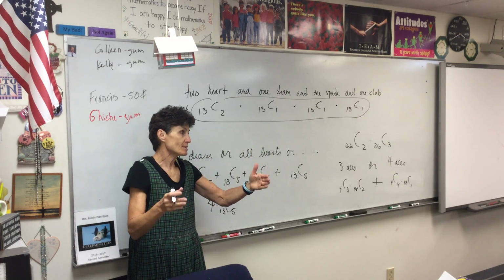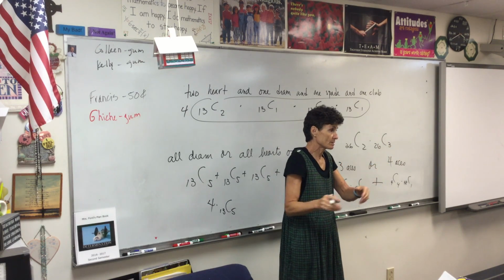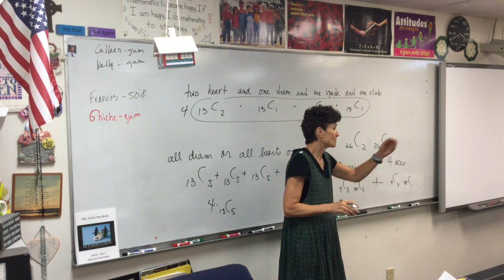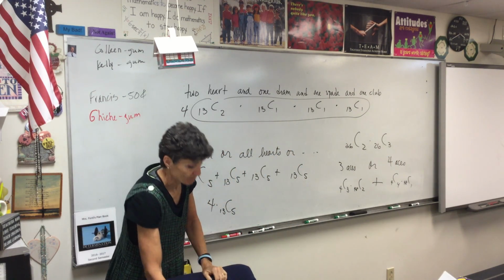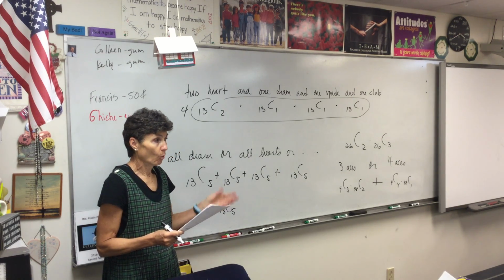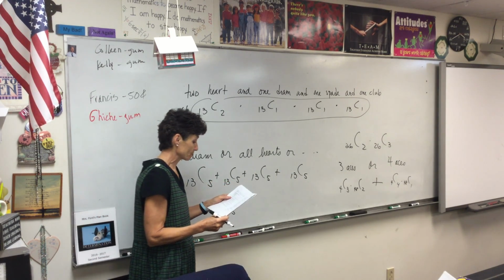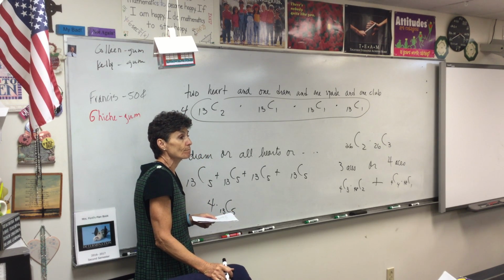Because each scenario is identical. 2 hearts, 1 of everything else. 2 clubs, 1 of everything else. Those are all identical, and there's 4 possibilities. So you can either add them up 4 times, or you can just times it by 4. So would you just figure out each one of those individually and then multiply them all together and then times it by 4? Yeah.